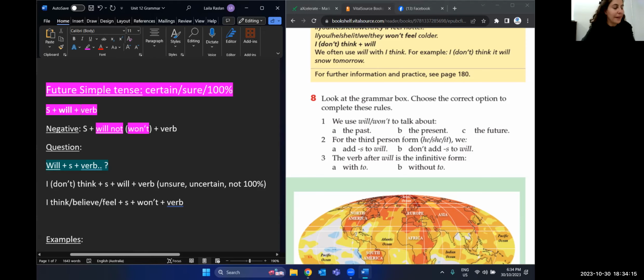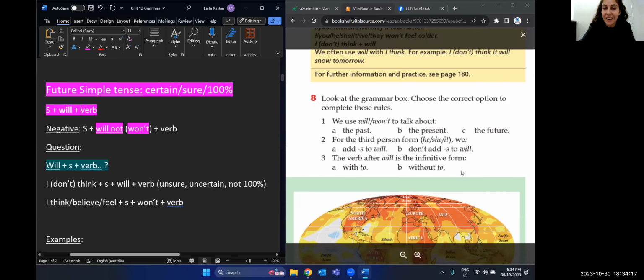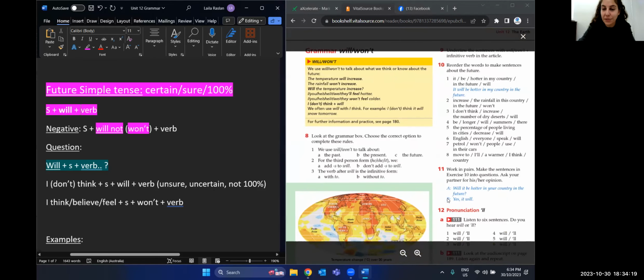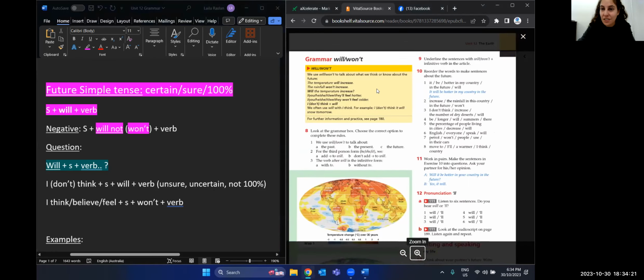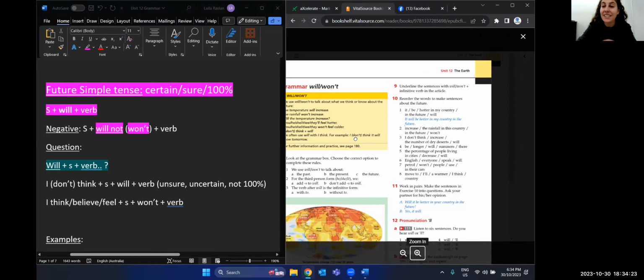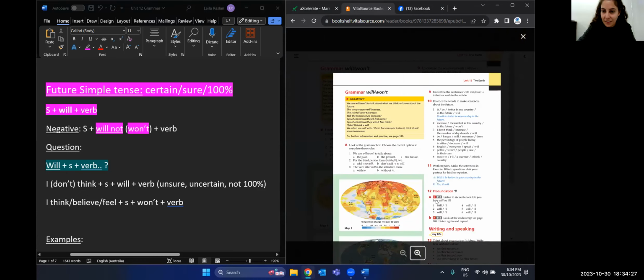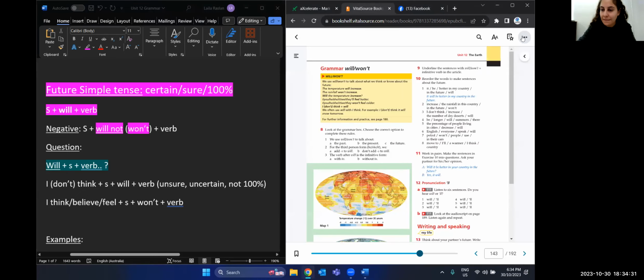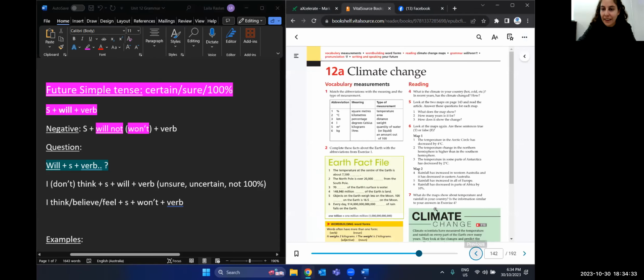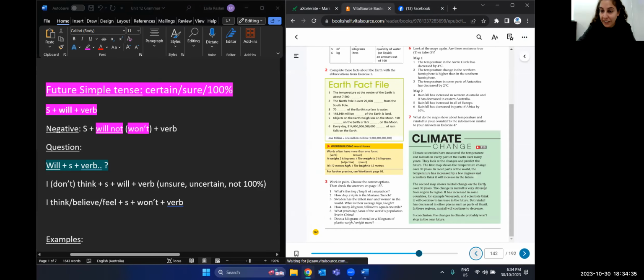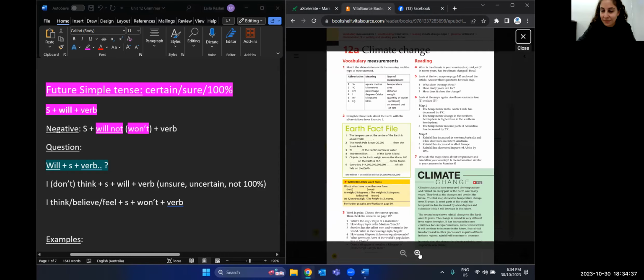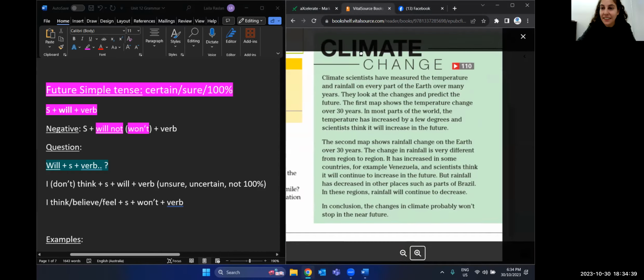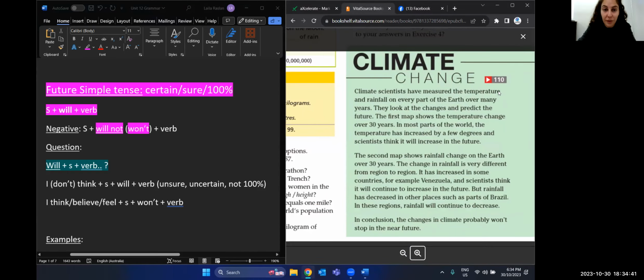Okay, let's go back to the article and underline the words with will and won't. So for question 9, underline the sentences with will and won't. So I'm going to go back to the article. Okay, I'll give you 1 minute to read it again and to underline the words will and won't.